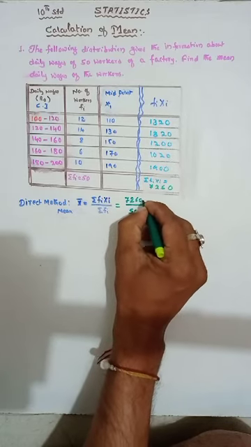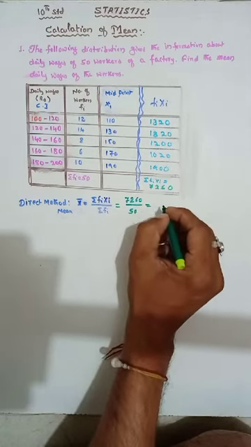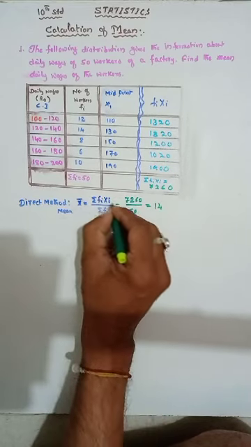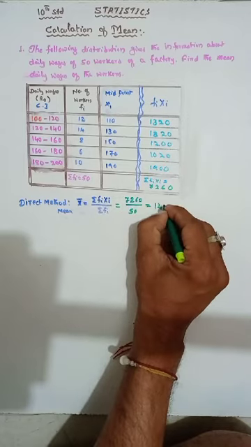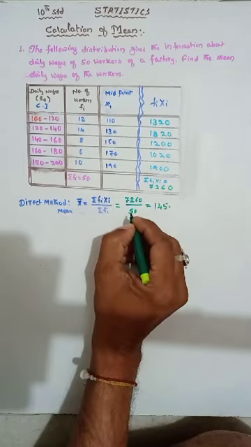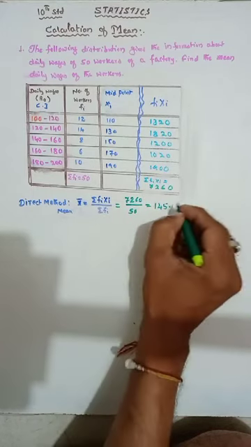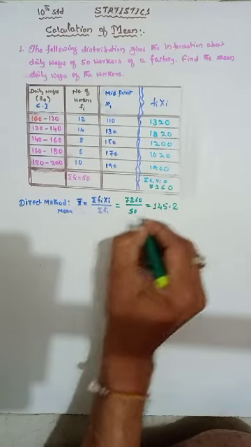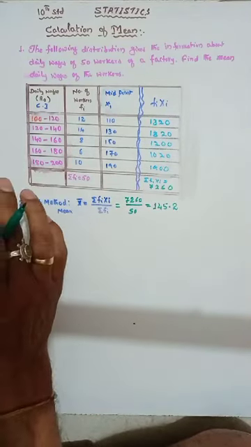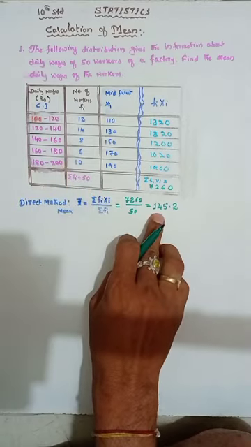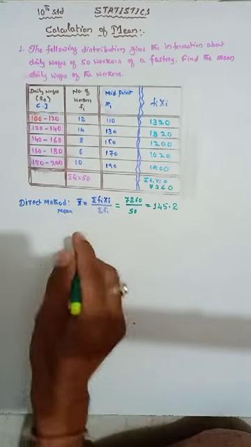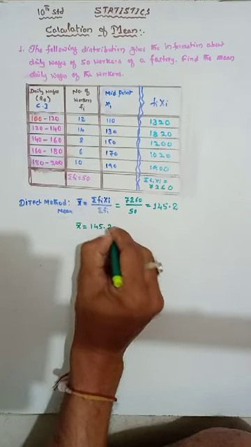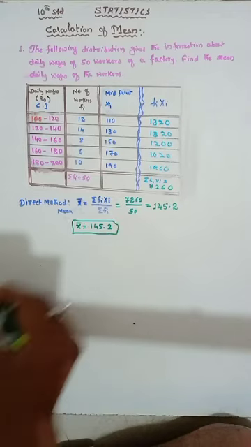So the 0 and 0 will get cancelled. Again 5 1s are 5, 2 left. 5 4s are 20, again 2 left. 5 5s are 25, 1 left. That is 5. Keep the decimal point here. 5 2s are 10. So the average daily wages of these 50 workers is 145.2 rupees. That is, the mean x bar is 145.2 by the direct method. Okay.